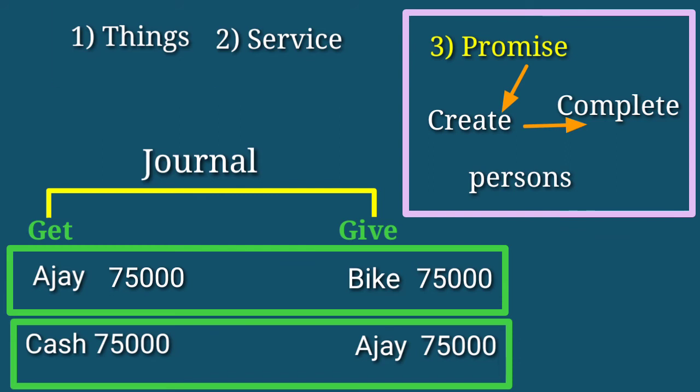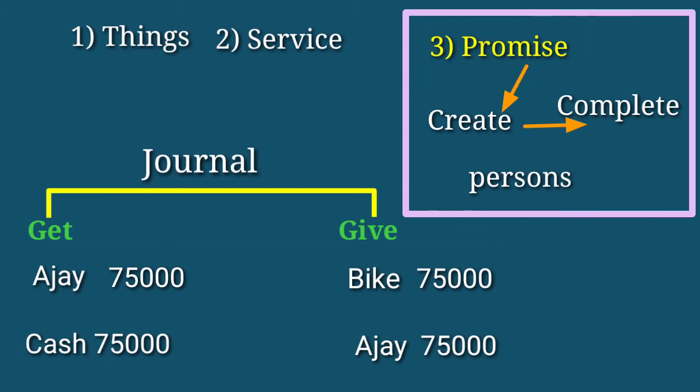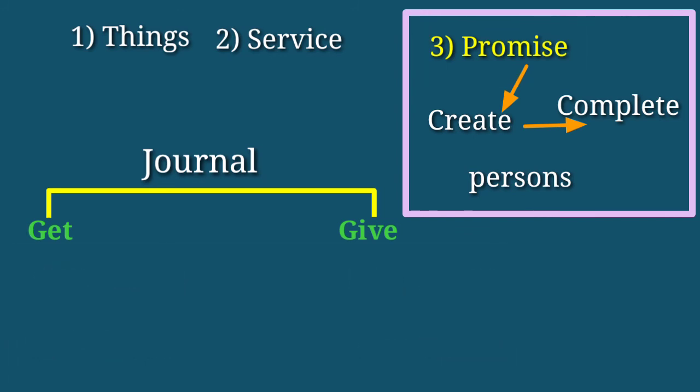So this is the third case, promise. First one is things, second one is the service, and third one is the promise. When a promise is there, first we need to create the promise, and in the future we need to complete the promise. I will make one more extension here.